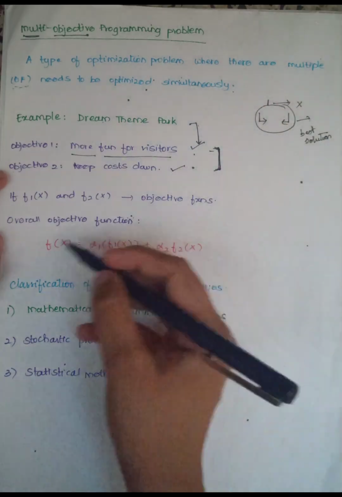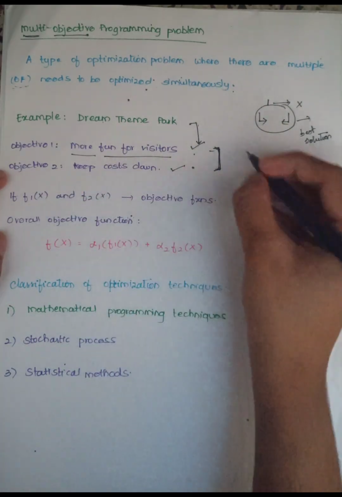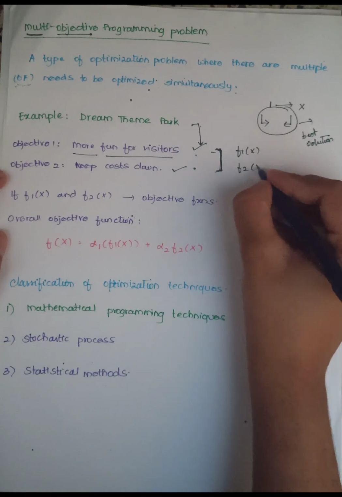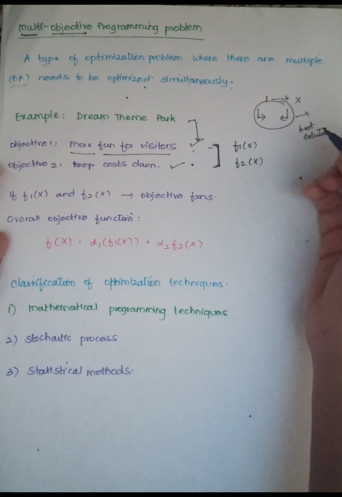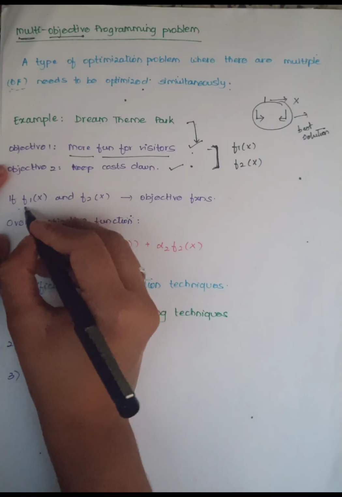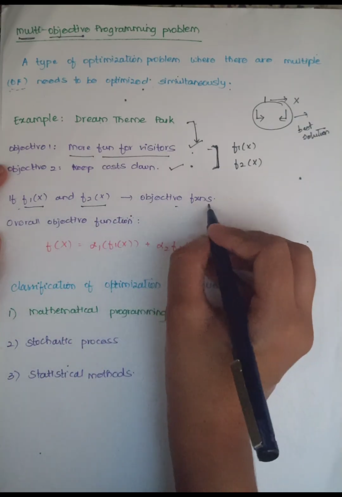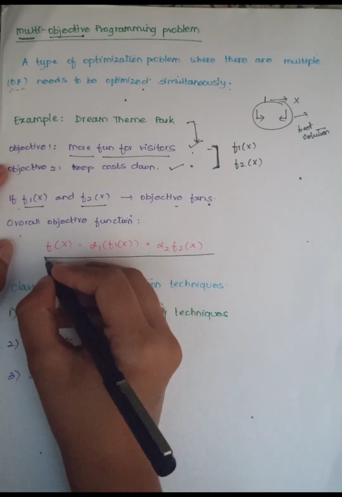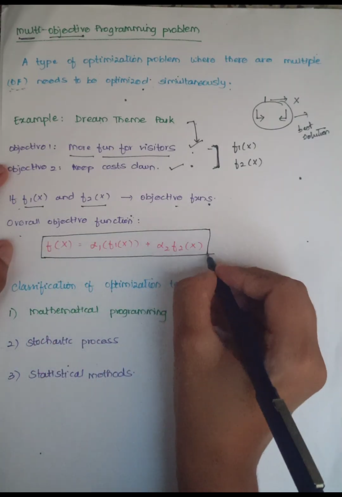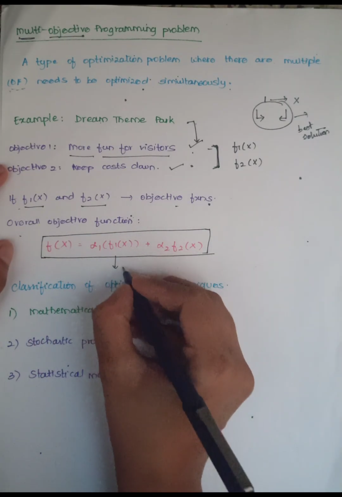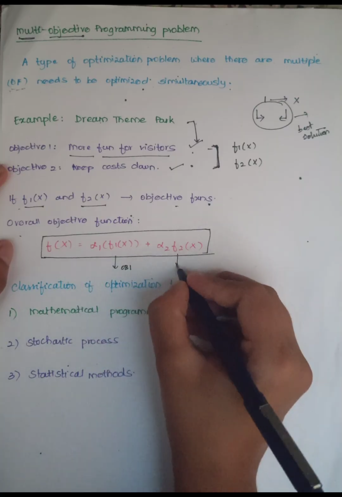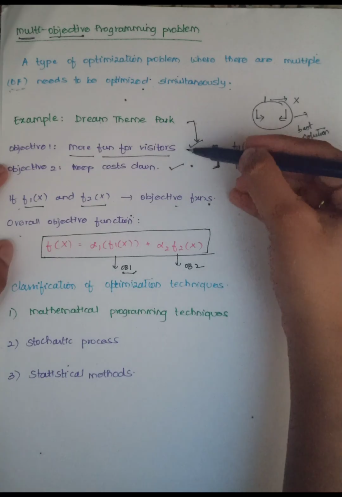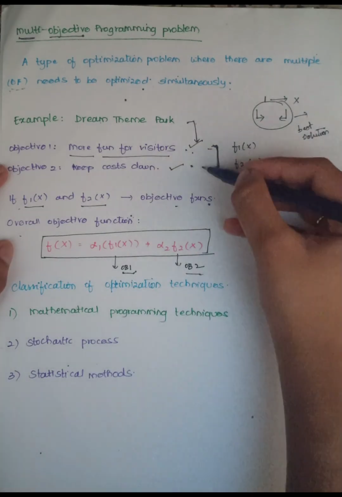So we make a good dream theme park. If there are two objective functions like this, we'll consider this one as f1 of x and this one as f2 of x. These are two different objective functions. And if there exist f1 of x and f2 of x, the overall objective function can be defined as f of x equals alpha 1 times f1 of x plus alpha 2 times f2 of x. This is objective function number 1 and this is objective function number 2. Objective function number 1 is more fun for the visitors, and the second one is keep the cost down.